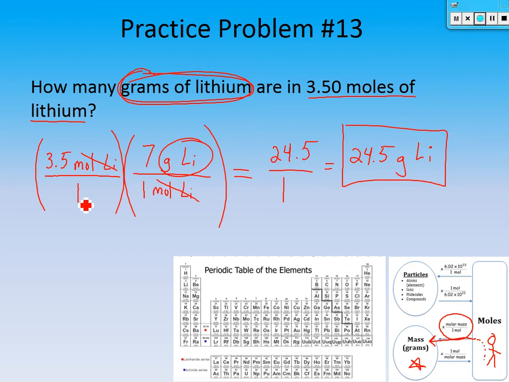Then you went to the roadmap down here. You realized that we have moles. It gave us moles, so you're here. We want to go to grams. You circled that, so I put a star here.